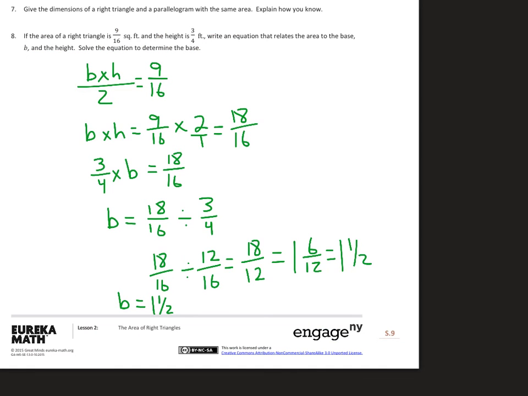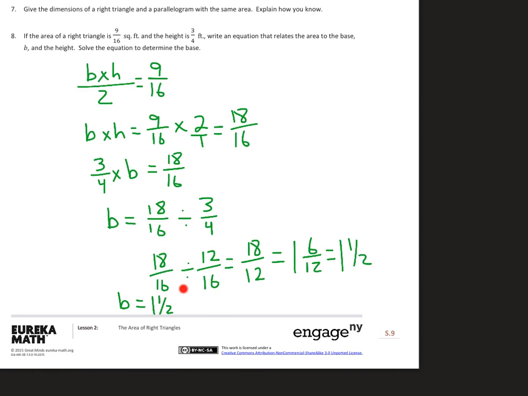So this question is many steps, but you can do this. Pause it if you need to. So the original formula is base times height divided by 2 equals 9/16. It tells us that here in the question. So all we have to do is multiply both sides by 2, and we get base times height equals 18/16. So now we can plug in h, 3/4 as our height, times b equals that 18/16. So now to balance the equation, we divide by 3/4, and that leaves us b, but that means we divide 18/16 by 3/4.